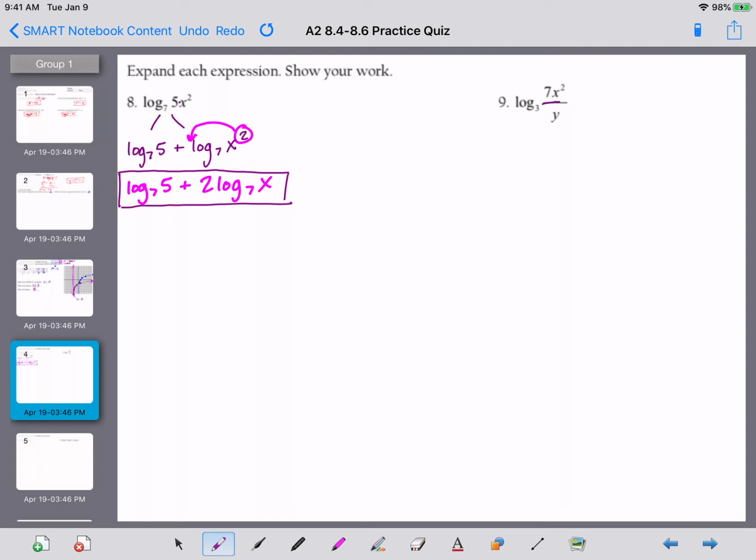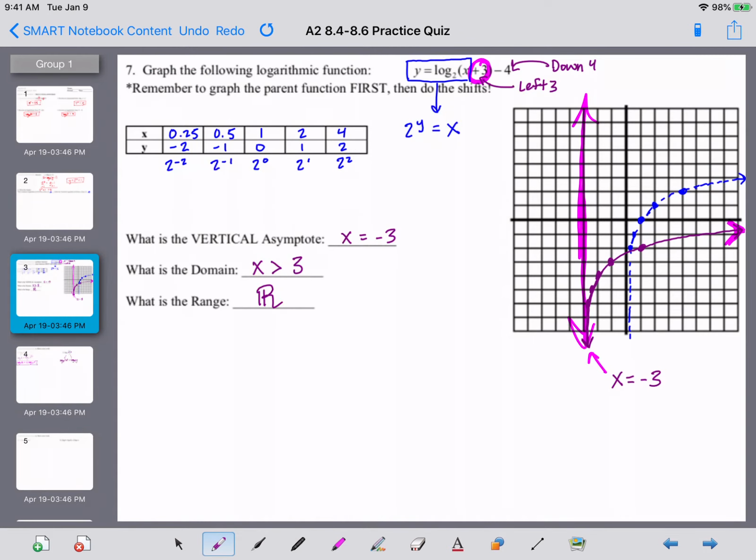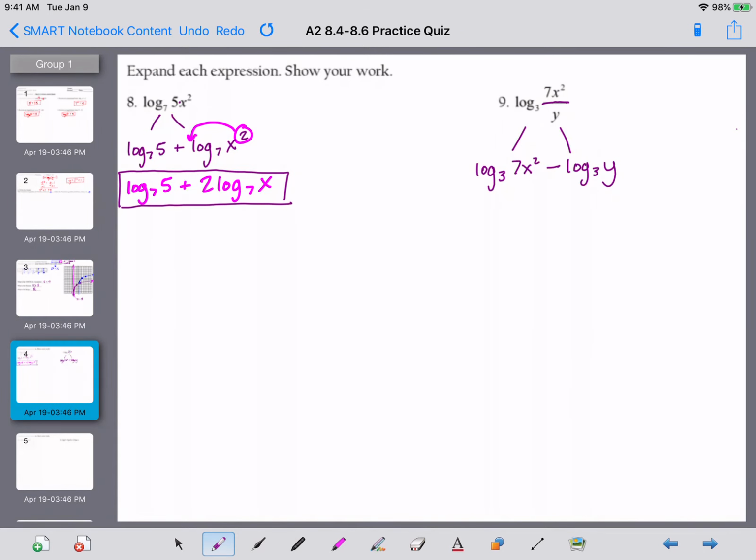First, we're going to split up this division. Remember, division splits the log into subtraction. So we've got log base 3 of 7x squared minus log base 3 of y. And then we can split up this first log because this is multiplication. So this can split into log base 3 of 7 plus log base 3 of x squared, and then we still have this minus log base 3 of y.